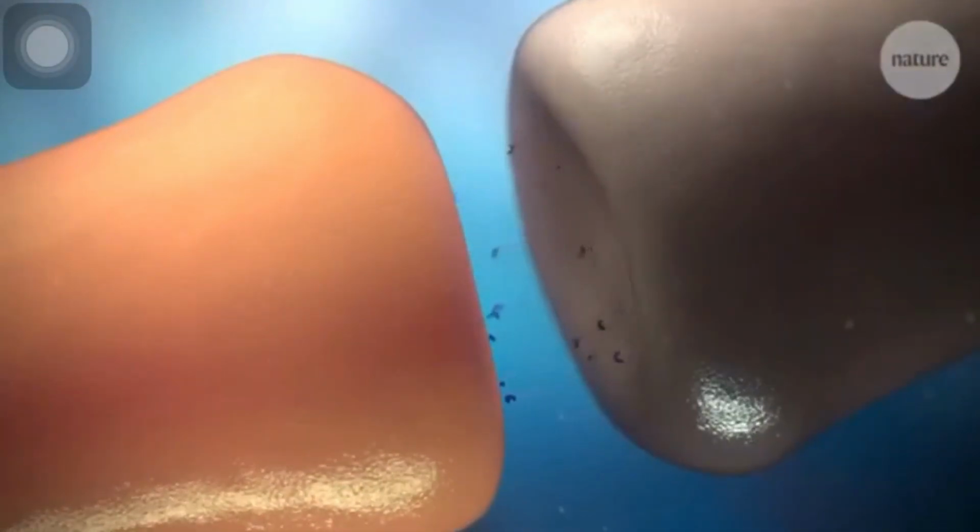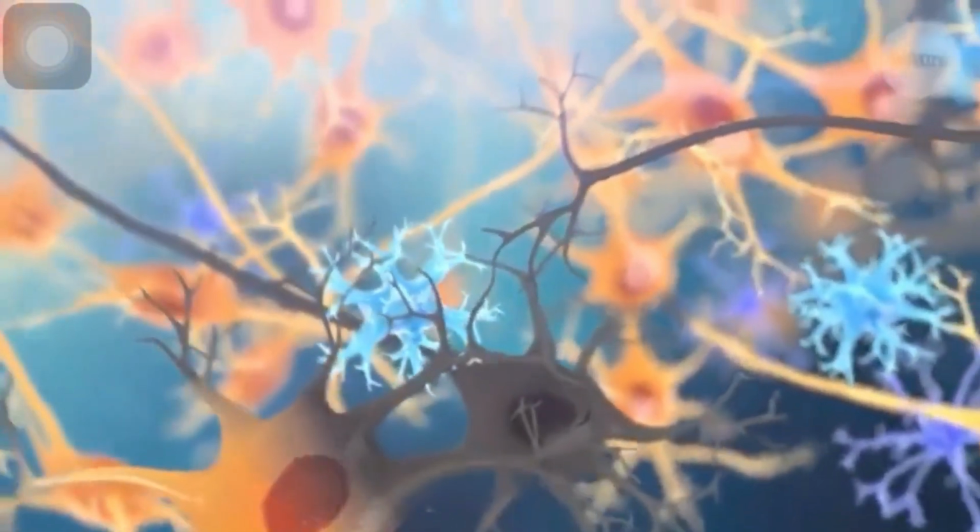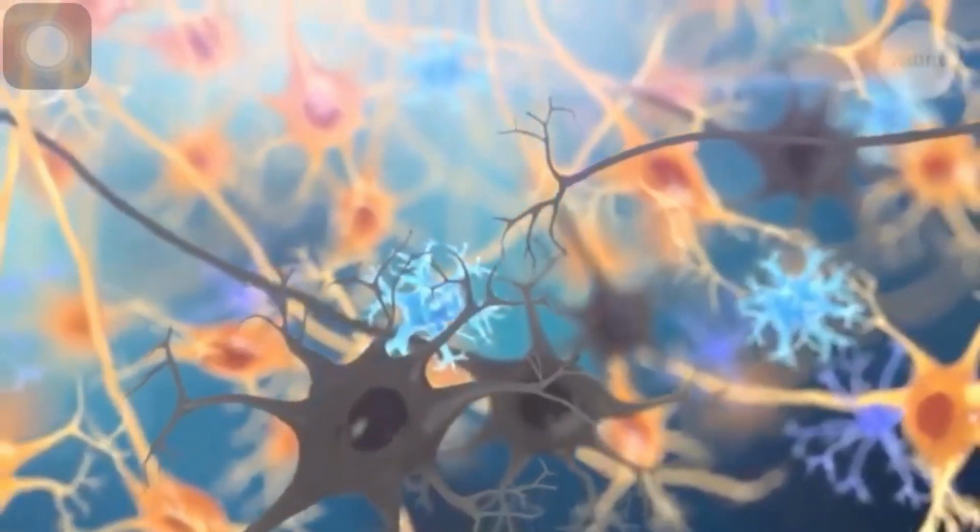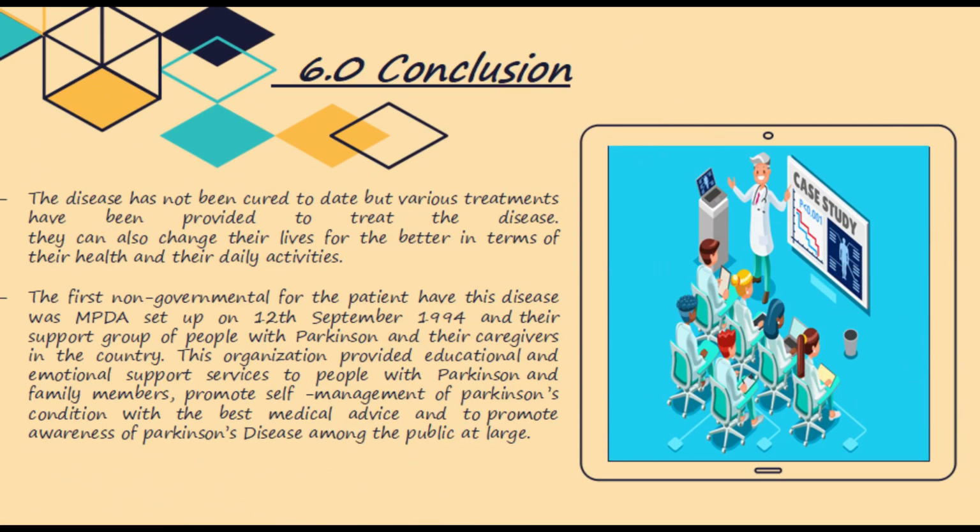1994, a support group for people with Parkinson's and their caregivers in the country. This organization provides educational and emotional support services to people with Parkinson's and family members, promotes self-management of the Parkinson's condition with the best medical advice, and promotes awareness of Parkinson's disease among the public at large.